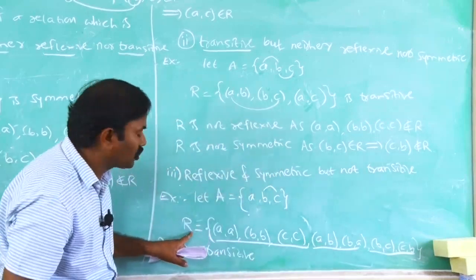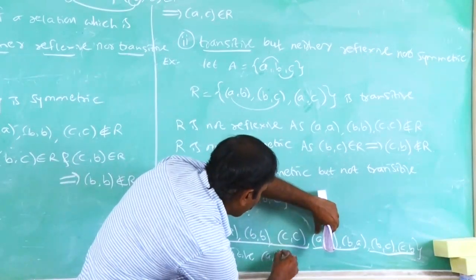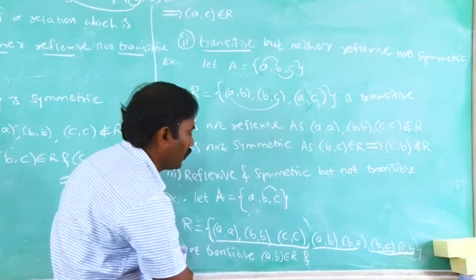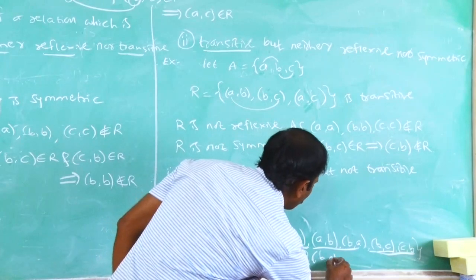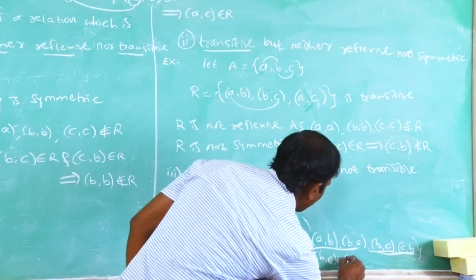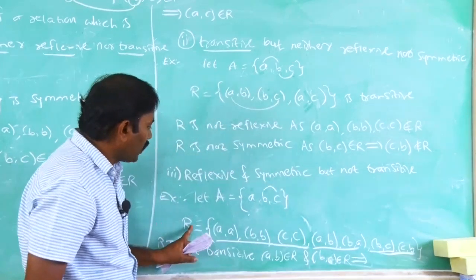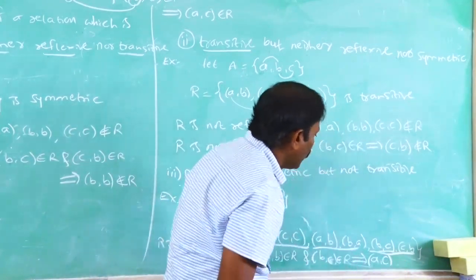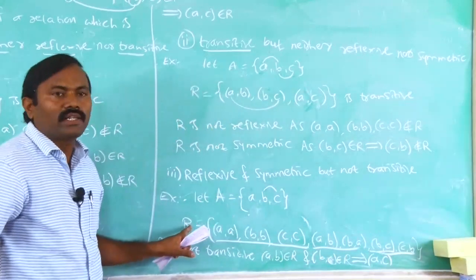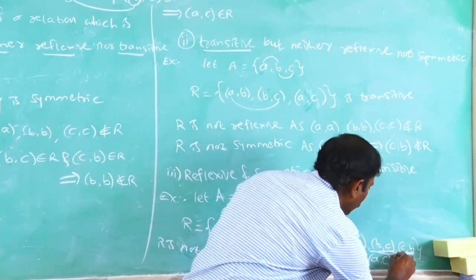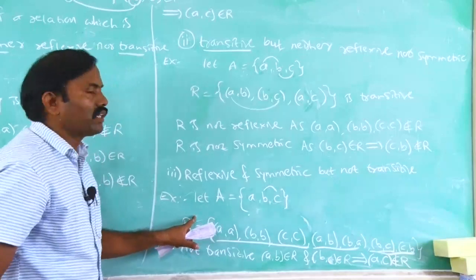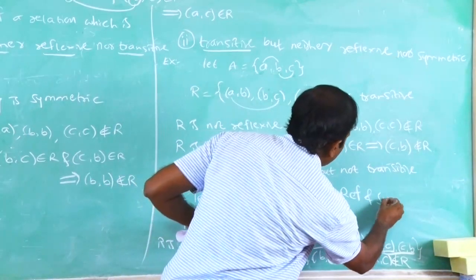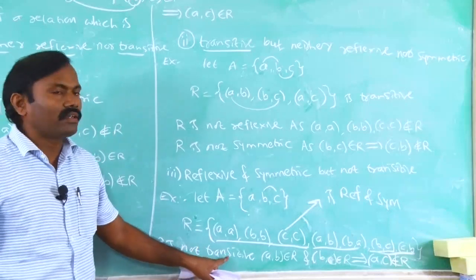Here A comma B belongs to R, and B comma C belongs to R. This implies that the ordered pair A comma C should be in R. But this ordered pair A comma C is not in the relation. So this relation is reflexive and symmetric, but not a transitive relation.